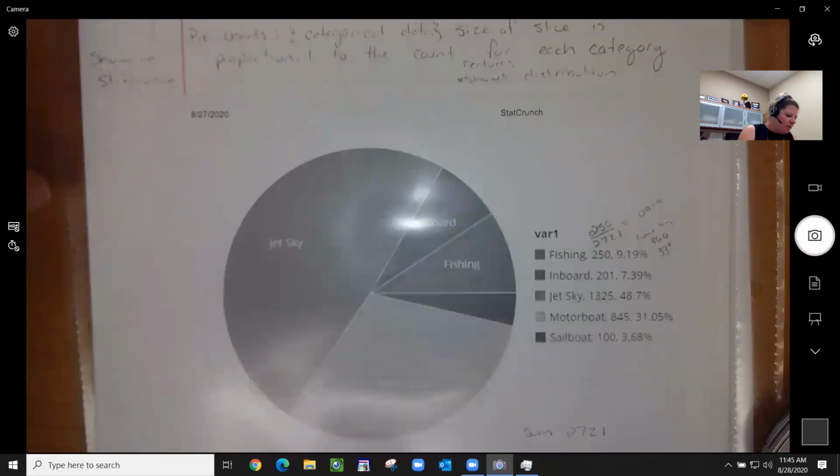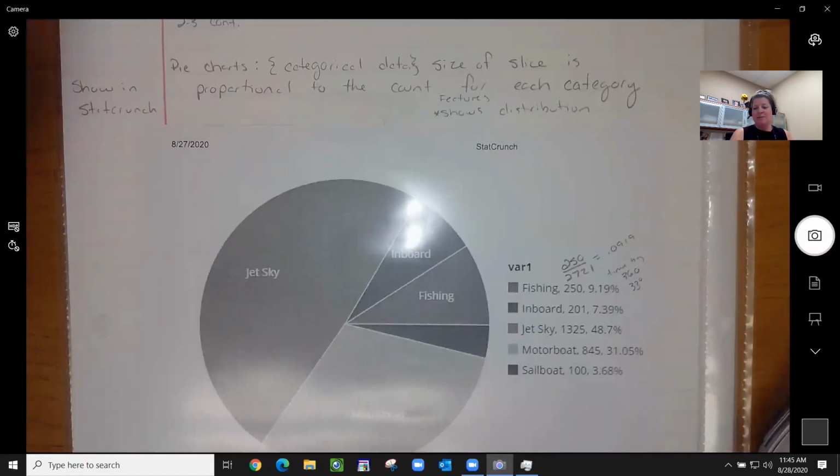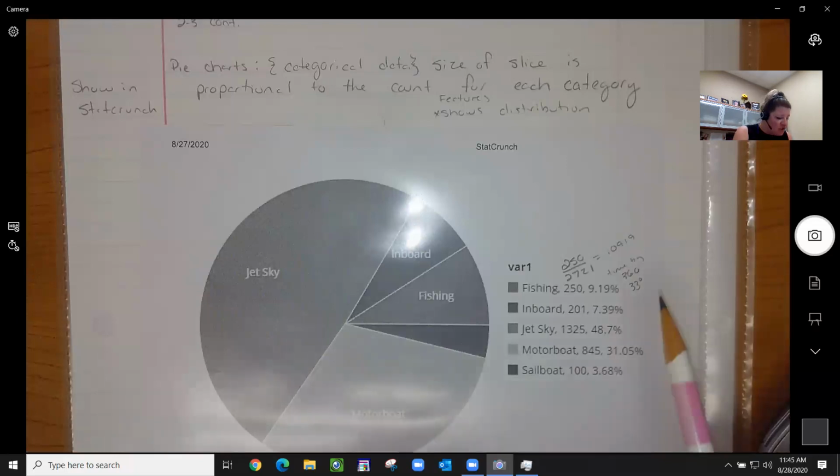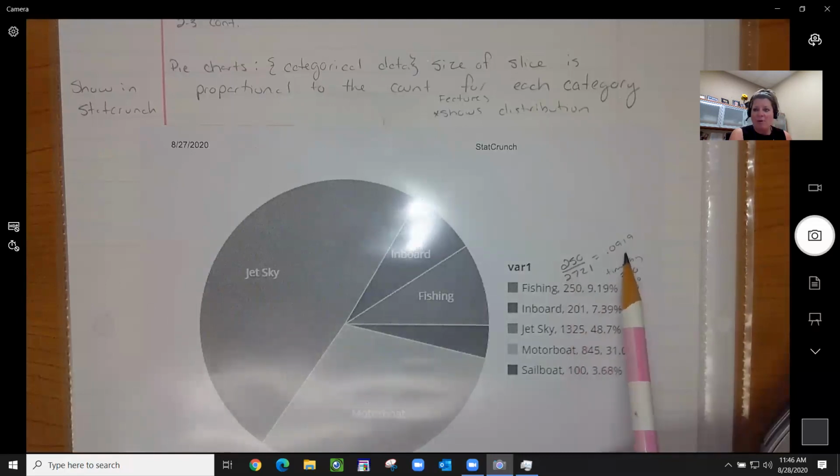Another chart here. What about our pie charts? Pie charts by hand, so time consuming. In StatCrunch, way easier. So pie charts are categories also for data, and each size of the slice is proportional to the count. So here are the fishing data. There were 250 fishing boats stolen, and there were 2,721 total boats in this survey. And so if we divide those, we get the percent that were fishing.